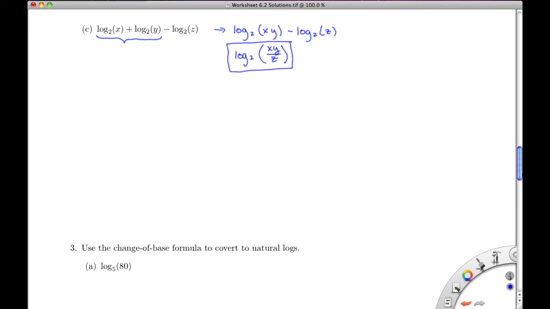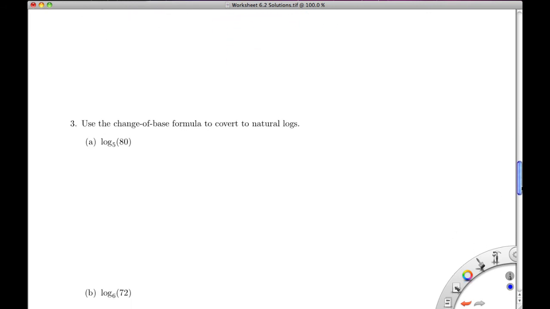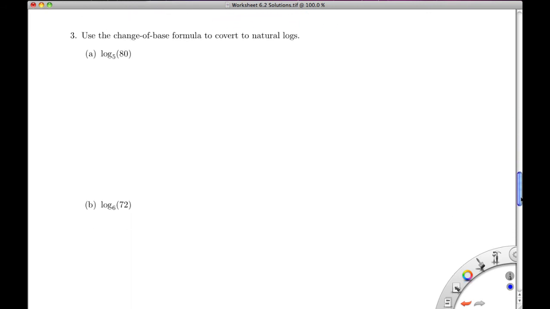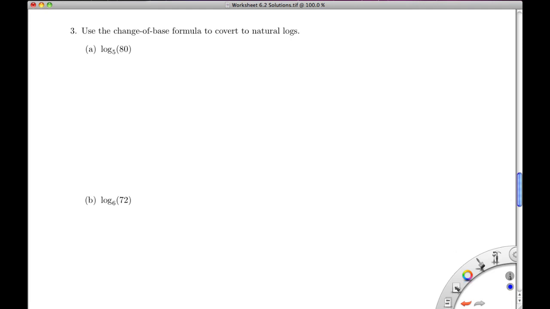So for number 3, we're asked to use the change of base formula to convert these expressions to natural logs. Now the reason we want to do this is because if we want to estimate the value of these types of logarithms, we're just trying to find a specific numerical value, there's no variables, we don't have a log base 5 button on our calculator if we're trying to estimate these. So the change of base formula, I'm just going to throw it up here.